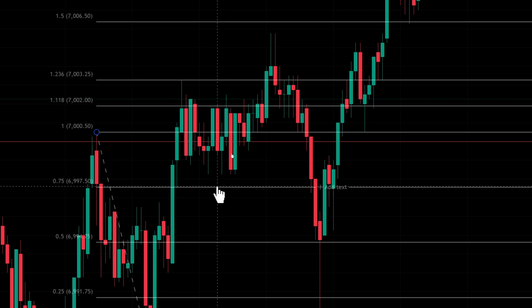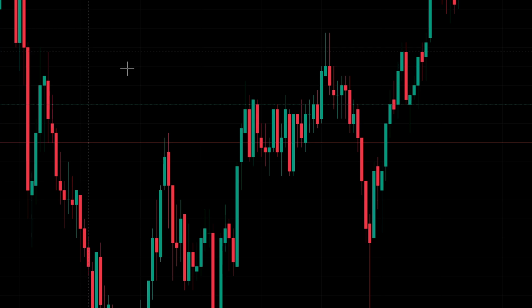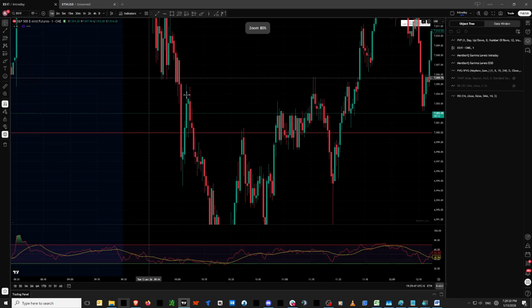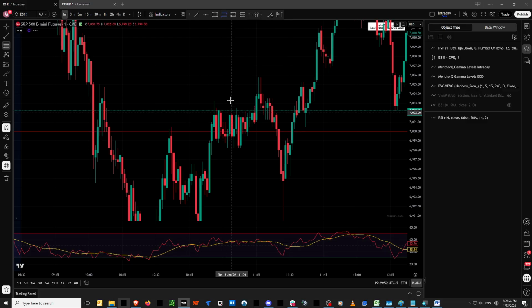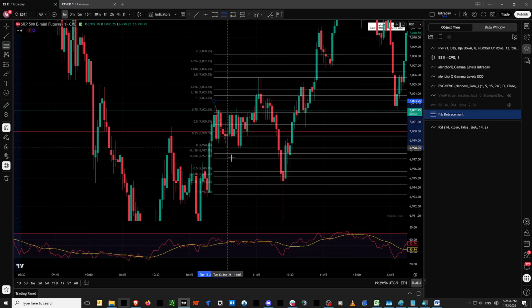What does that tell us? Can I do something with that? Going the wrong way. Hang on. Let me get things right. I'm hitting the wrong keys. All right. I'm going to take the high of this little chop zone right here, and I'm going to take the low of this little chop zone here.